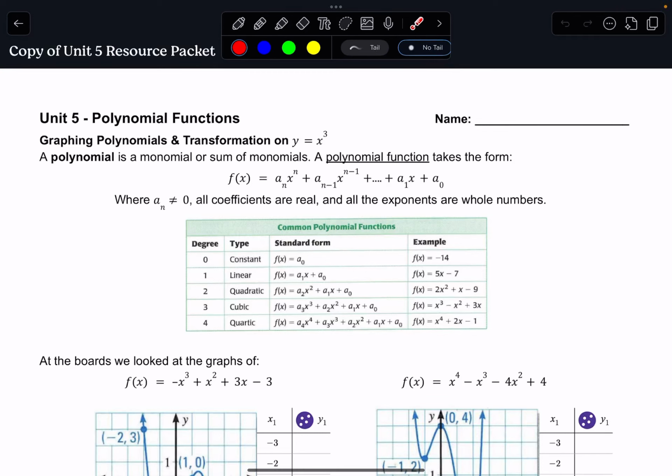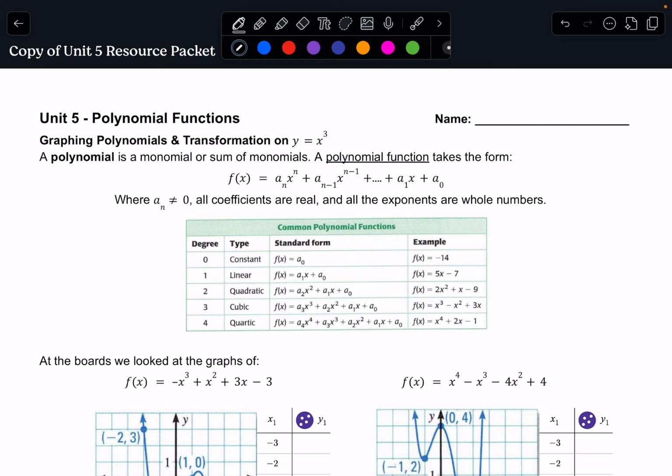All right, I'm going to be going through our first topic of Unit 5, polynomials. So in class, we talked a little bit about graphing polynomials and their features that we have here. So a polynomial is a monomial or sum of monomials. Monomial just means one term. So polynomial means many terms. And so each one of these parts here is a term that's getting added together to form this polynomial.